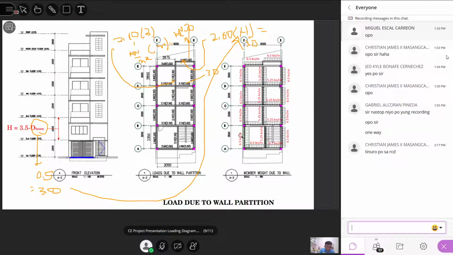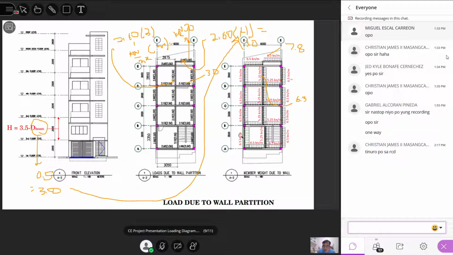So 2.6 times 3, it will be equal to, 2.6 times 3 equals, it should be what? 7.8. This one, it should be 7.8. And then the other one is 2.1 times 3. This interior should be equal to 6.3. Okay? So medyo kinorek natin ng konti.